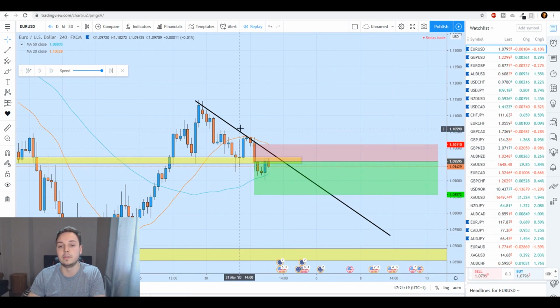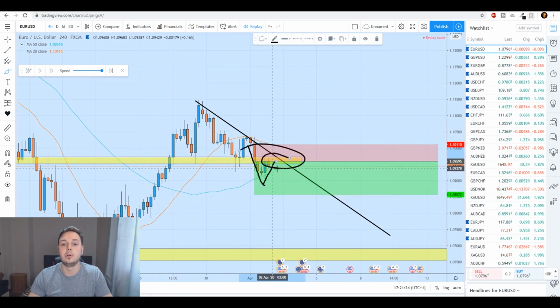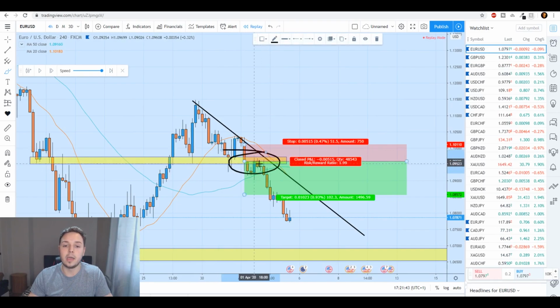Like I always tell you guys, if it breaks an area of sensitivity, it's probably going to have a pullback to the previous resistance or support zone and go down yet again. And this is what happened over here. So that's where I entered personally.